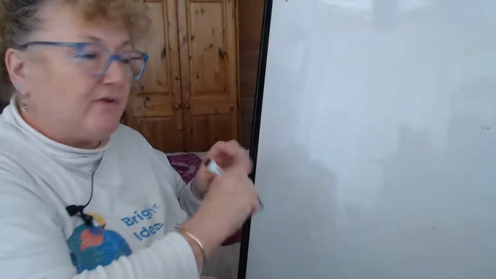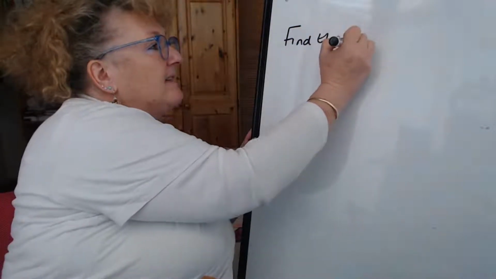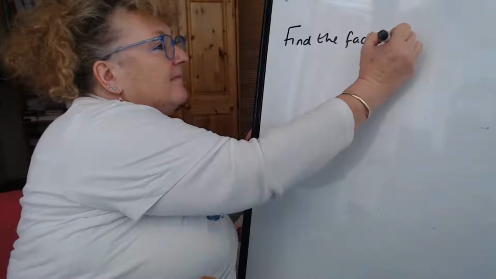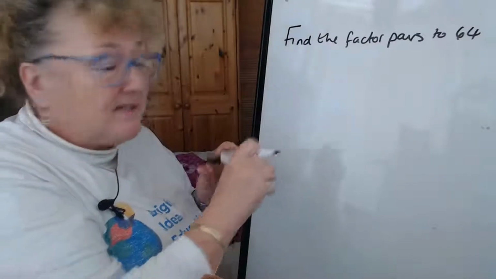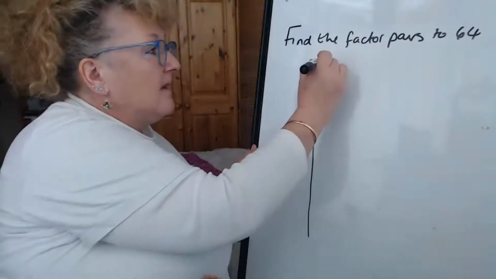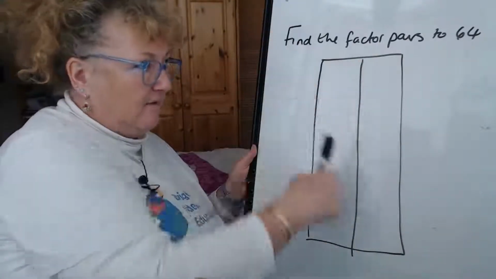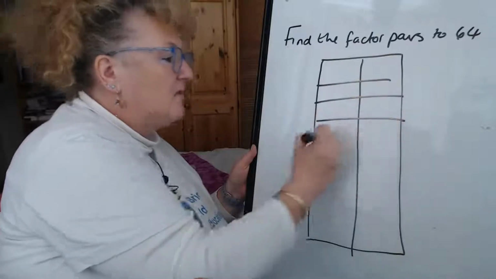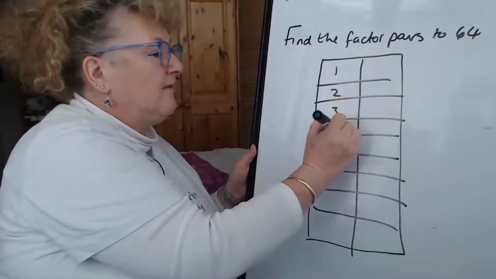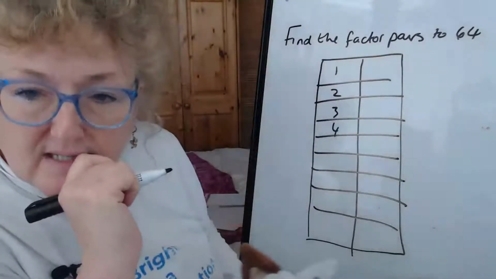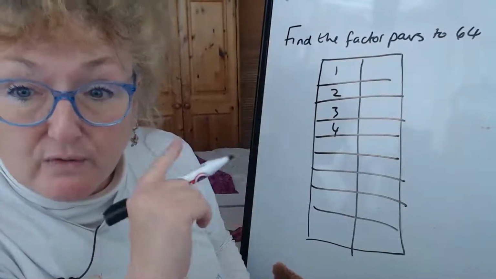So let's write that up on the screen. Find the factor pairs to 64. Now you can use the same method, so we can go down here and draw a table with 2 columns. Remember, the columns are the vertical, and then we can put our rows in. And let's go down until we hit that square number, 1, 2, 3, 4, etc. Go down the numbers until you get to a square number, so you know that the factor pairs are then going to be just reverses of what you've done already.